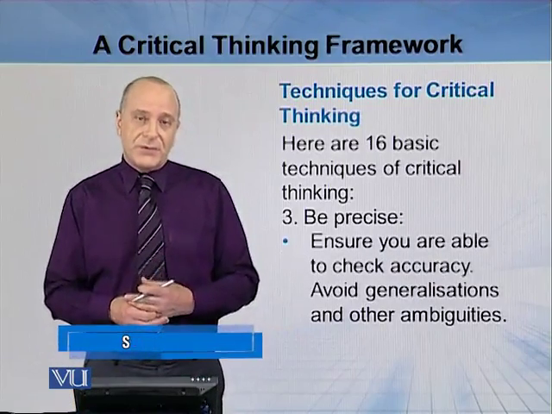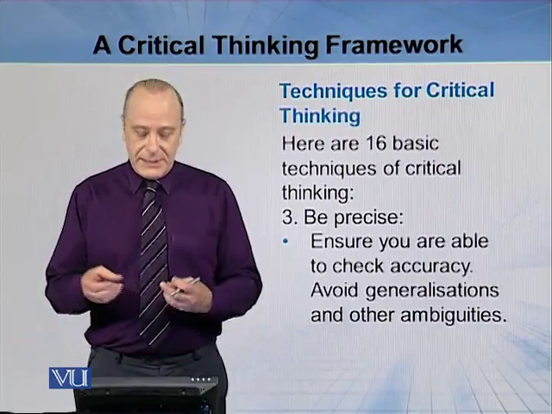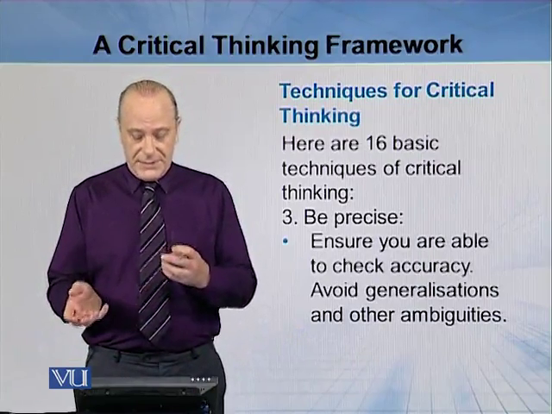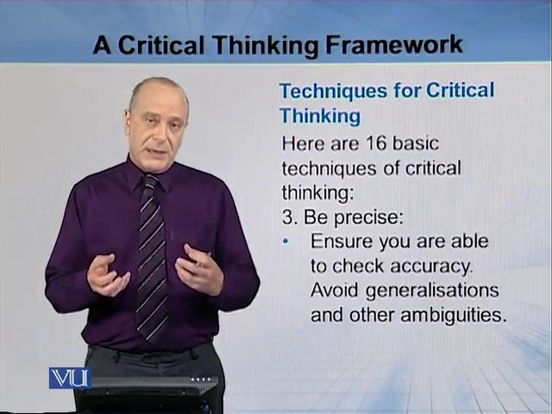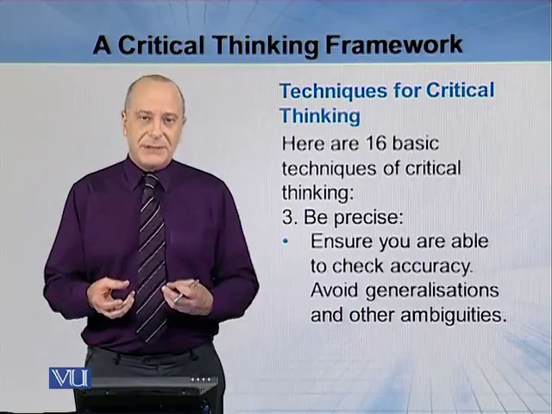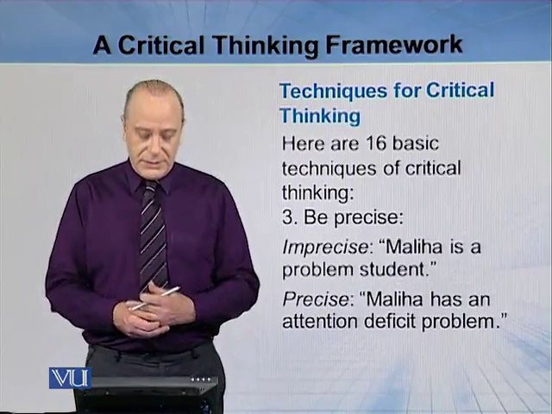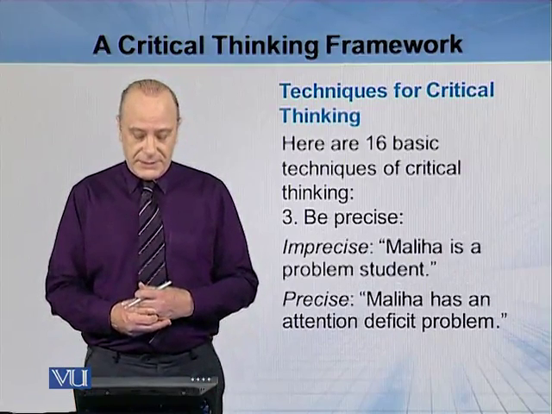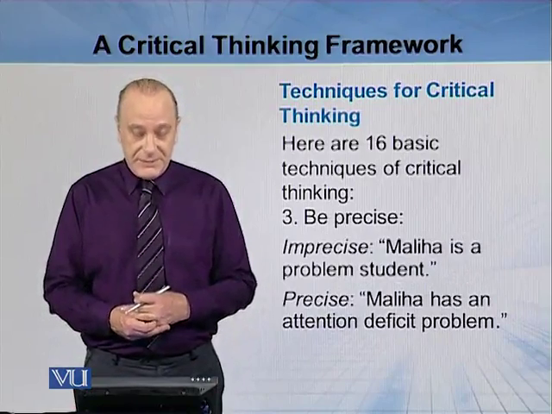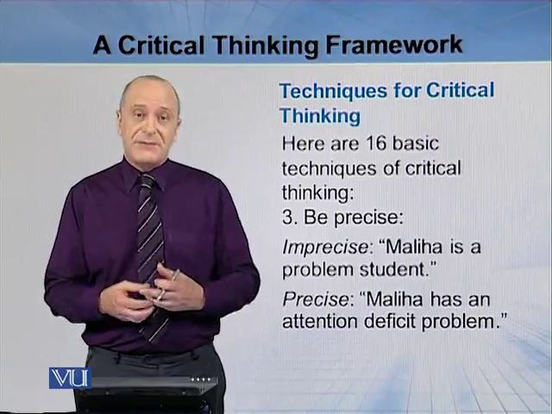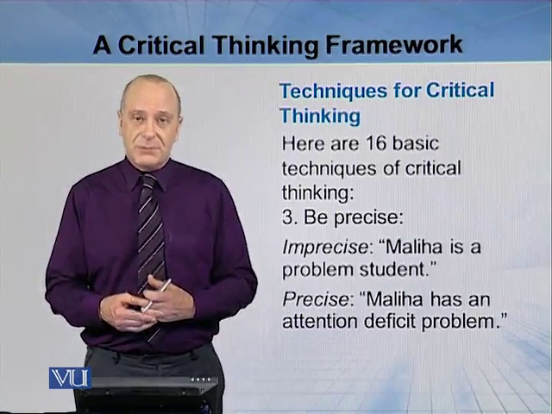The critical thinker also needs to be very precise in the techniques they're using for critical thinking. For example, that would be about not being ambiguous and avoiding generalizations. For example, an imprecise statement might be, Maliha is a problem student. A more precise statement would be, Maliha has an attention deficit problem.